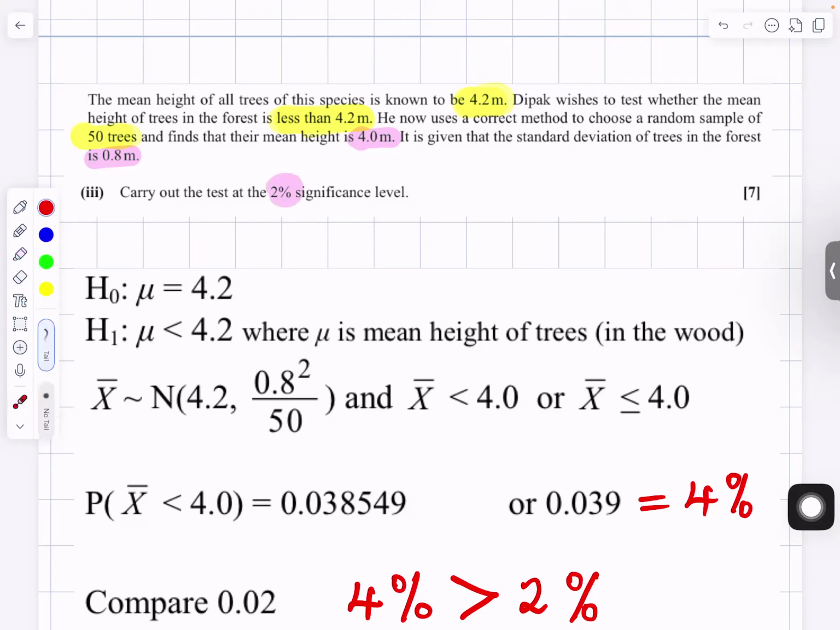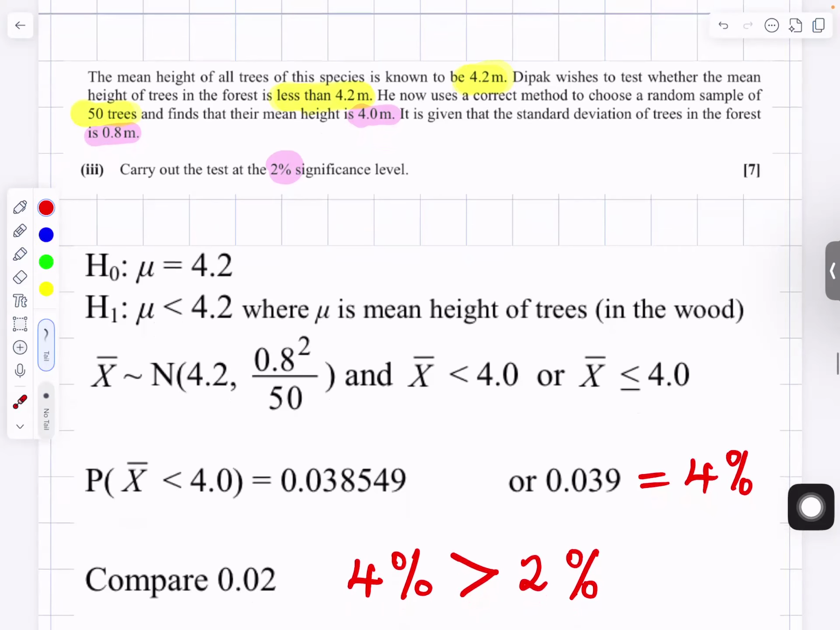So the first thing is you write down the null hypothesis. What is the population mean for the trees? It is 4.2. And then the alternative, H1, the alternative hypothesis. What are you trying to investigate? You want to find out if it is less than 4.2 meters.